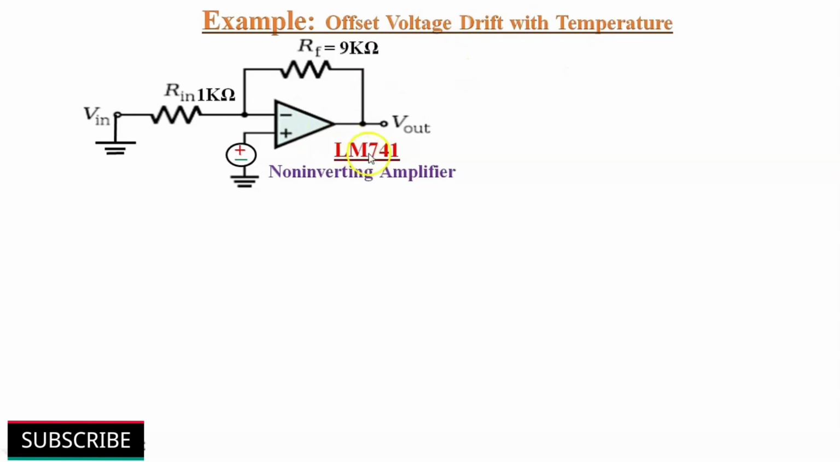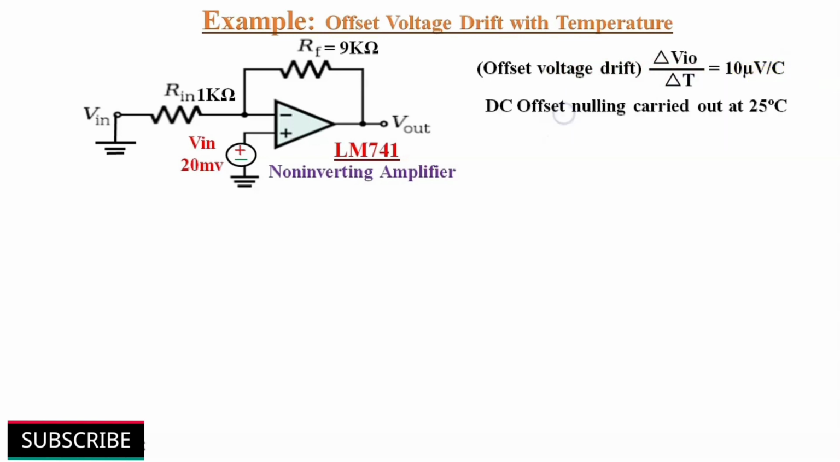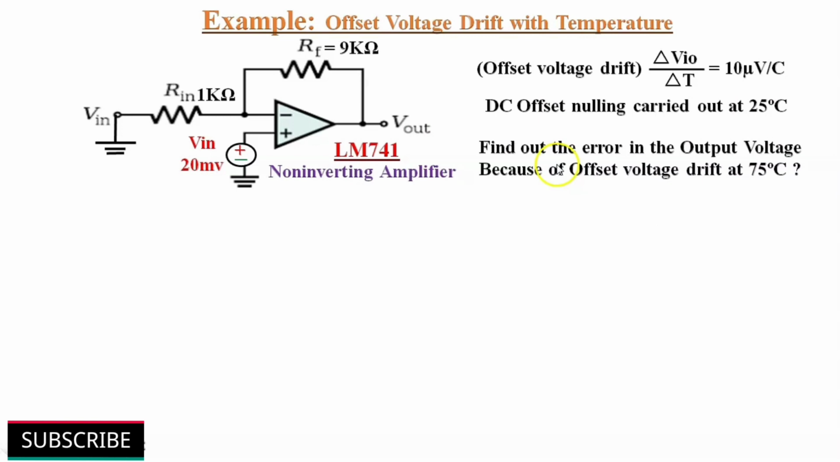Let's configure op-amp LM741 as a non-inverting amplifier. RF is equal to 9 kilo ohm, Rin is equal to 1 kilo ohm and apply an input Vin equal to 20 millivolt. LM741's offset voltage drift delta VIO by delta T is equal to 10 microvolt per degree centigrade. Suppose at 25 degree centigrade we have carried out nulling of DC offset voltage. Now we have to find out the error in output voltage at 75 degree centigrade because of offset voltage drift.